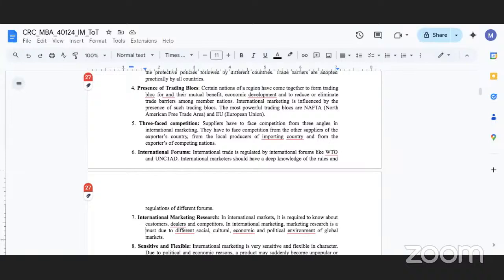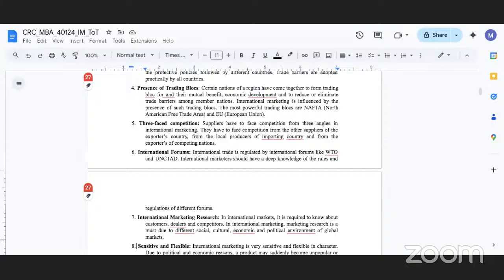The presence of trading blocs, like we have talked about EU, European Union, NAFTA, North American Free Trade Area, a couple of blocs which are very predominant. They have a lot of control in terms of the kind of decisions that are taken in terms of trade barriers. So these are two trading blocs that are important, NAFTA and European Union, EU. But do consider all the blocs as important, because of the kind of market that you are trying to enter into.